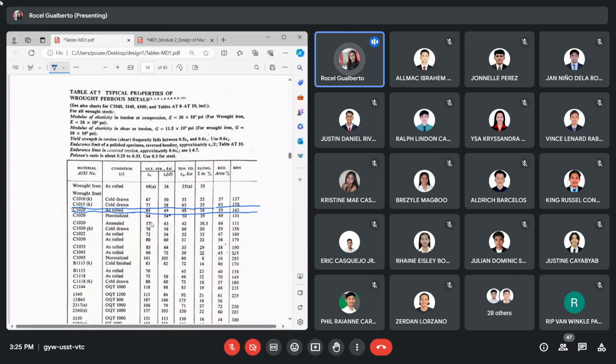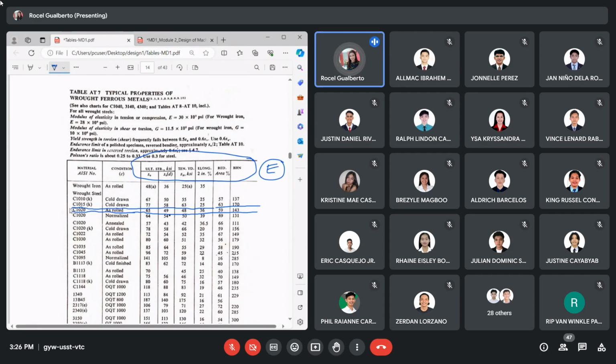Okay? But then, looking at those columns po, okay? Yung mga columns po na yon, ano po ba yung nandito na values? Ultimate strength, sigma Y, sigma U, okay? Percent elongation, percent reduction in area, and the Brinell hardness number, okay? So, ang kailangan po natin is the value of E, which is the modulus of elasticity. Okay? But then, pag tinignan po natin dito sa table 87, wala naman po dun sa hanay ng 1020 as rolled yung value ng E.